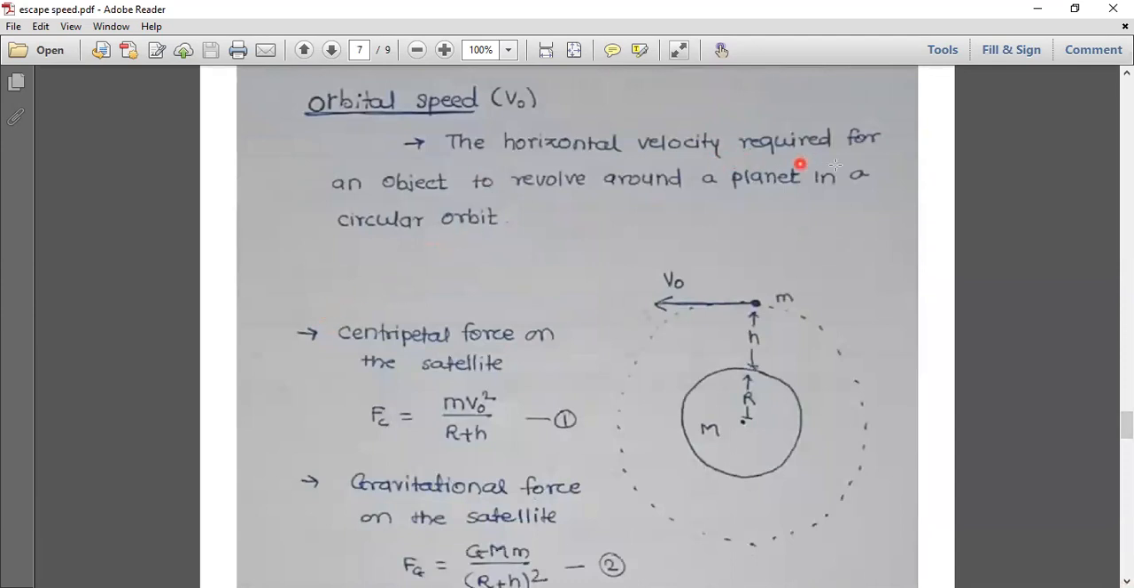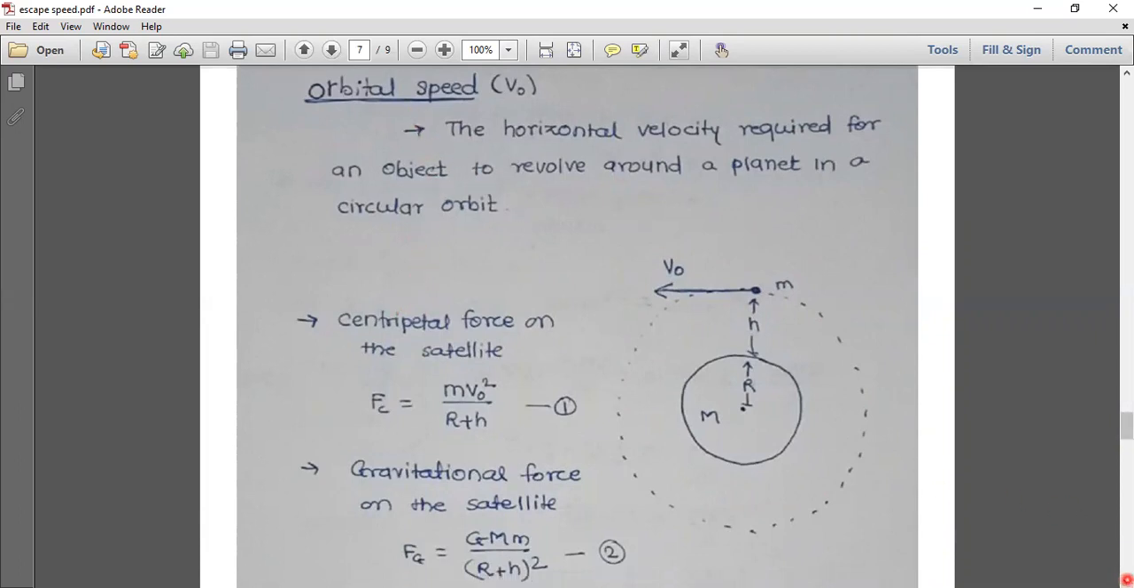The horizontal velocity required for an object to revolve around a planet in a circular orbit. What is orbital speed? You can see in the diagram. This is a planet whose radius is r, mass is M. This is at height h, one object whose mass is m. This is horizontal velocity v0, which I have denoted, and this velocity required for an object to revolve around a planet in a circular orbit is nothing but orbital speed. Understood?